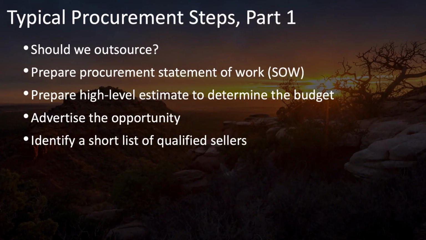Procurement is another area in which the PMBOK guide is not very clear on the order in which the processes or steps should be followed. So here in this lesson, I make an attempt to provide you with a reasonable or typical order in which these process steps would flow. The first would be to ask yourself whether or not you should be outsourcing all or any part of this project. In order to do that, you'll need to prepare a procurement statement of work, and then a high-level estimate to determine what your procurement budget is.